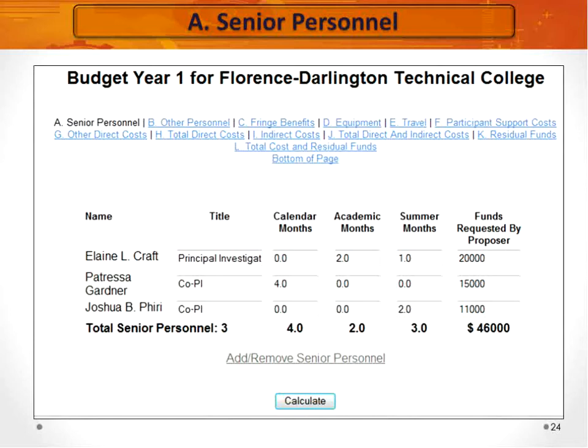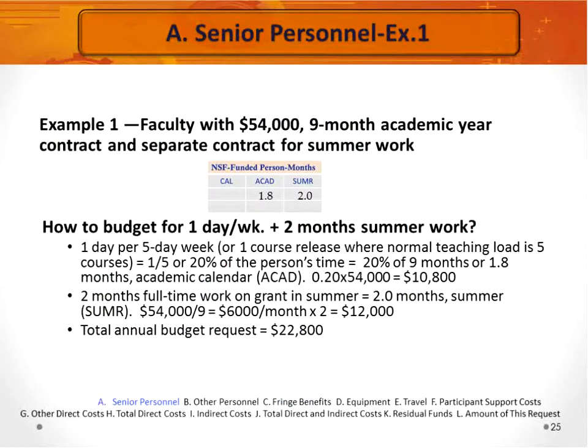The total time is reported split by academic months and summer months, but the budget request will be the sum of the two. Note, you should never put a number in the calendar month box when reporting academic or summer months or vice versa.